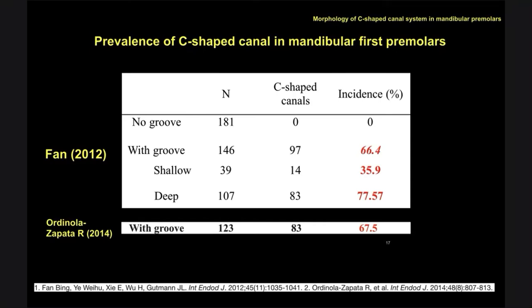And the prevalence of C-shaped canals in C-shaped roots is 66.4%. And 2 years later, another researcher found a very similar prevalence of C-shaped canals in the C-shaped roots, that is 67.5%.